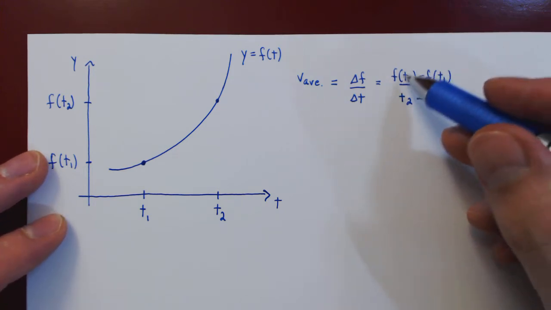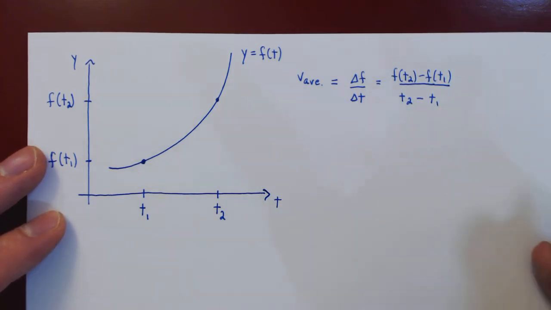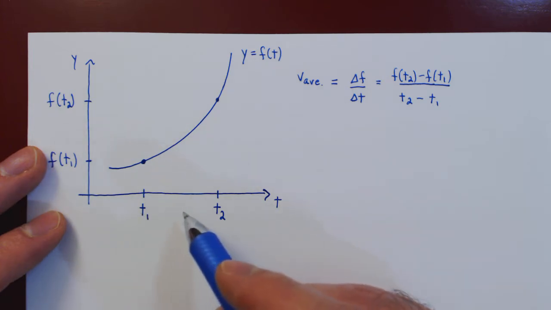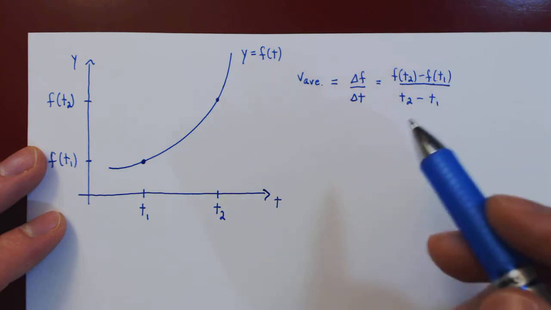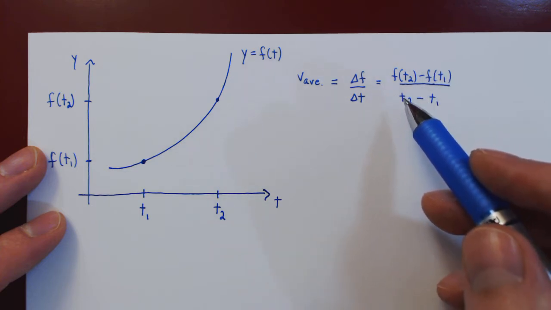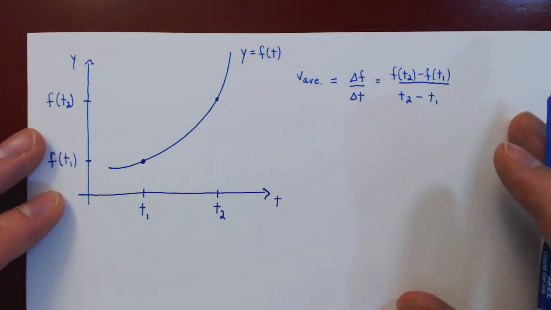And this is how you obtain the average velocity of an object moving in a straight line on a given fixed time interval. Final position minus initial position divided by final time minus initial time.